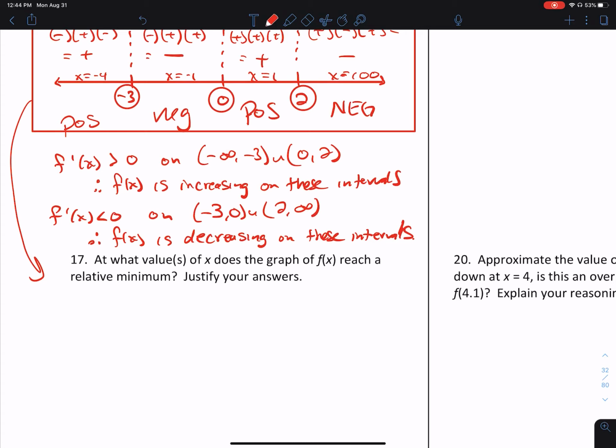But in order for this to have a relative minimum, f prime would have to change from negative to positive. And that happens, changes from negative to positive right here at 0. So f prime of x changes from negative to positive at x equals 0. Therefore, f of x has a relative minimum at x equals 0.